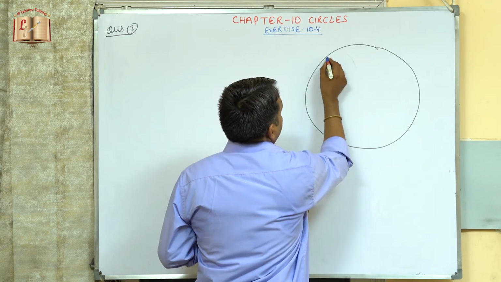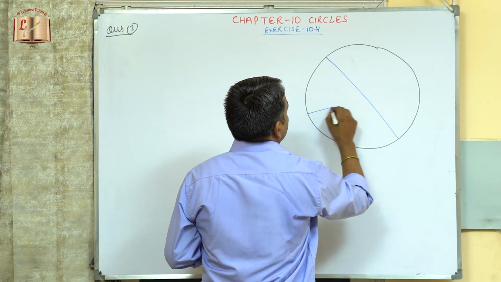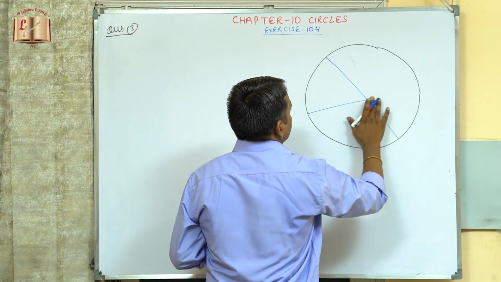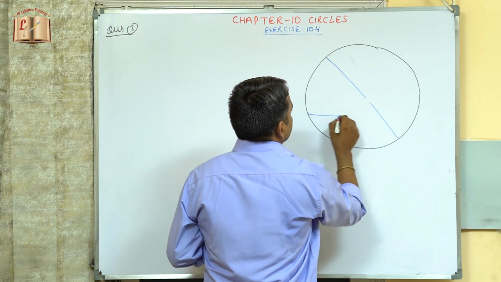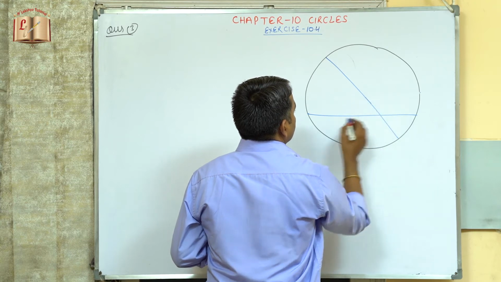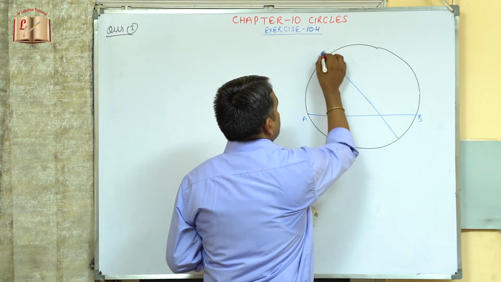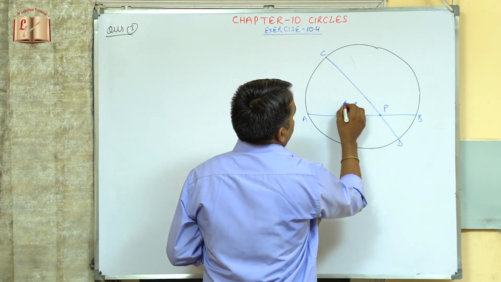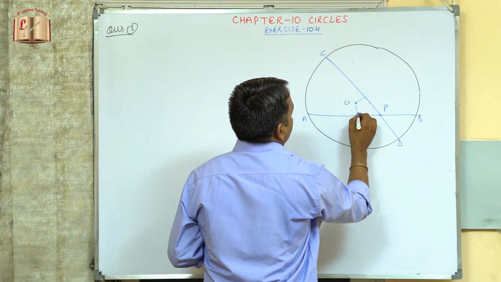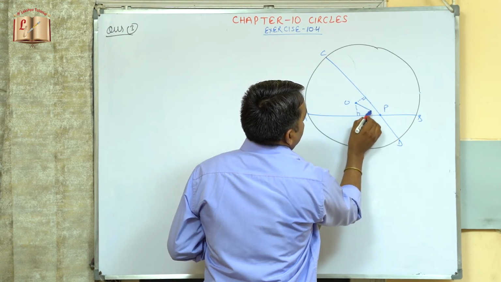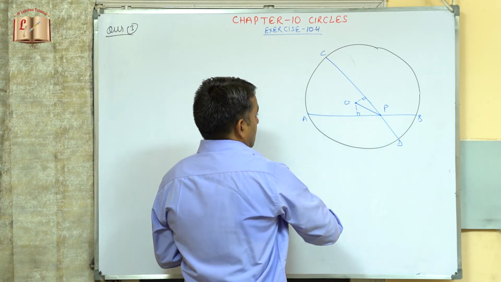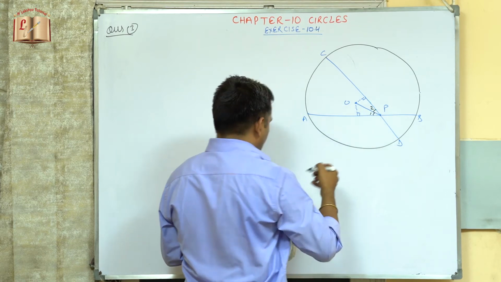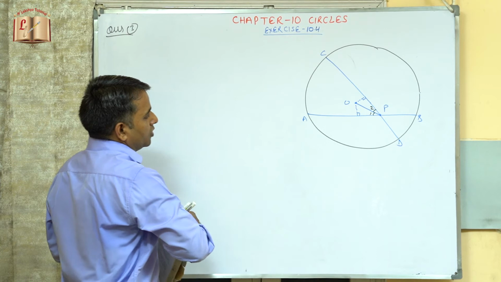Now we will draw the two chords. So these are chords AB and CD. This is the point of intersection P. Suppose this is the center of the circle, O, and this side is joined. Now we need to prove that angle 1 is equal to angle 2. This is the only thing we need to prove.